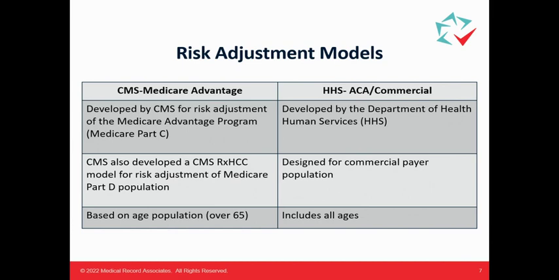The first one on the left, we'll go down that column first, the Medicare Advantage. It was developed by CMS for the risk adjustment of the Medicare Advantage program, which is called Medicare Part C. CMS also developed a CMS RX HCC model for risk adjustment of the Medicare Part D population. Again, that's the pharmacy, right? Part D. And of course, the population for this group of patients is the Medicare age, so it's over age 65, and also those with disabilities.